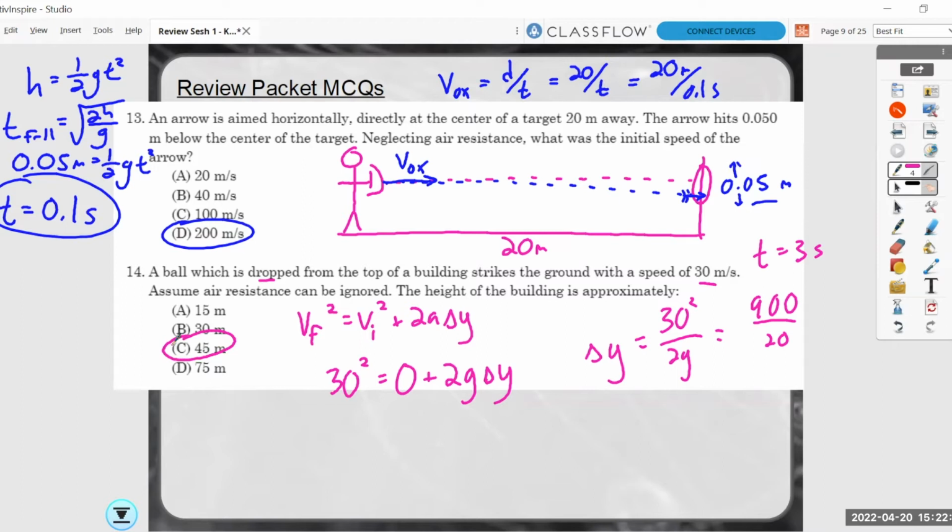You could also do this by the energy route, where, if it's dropped from rest, the final velocity should be √(2gh), and go from there. If you prefer energy to kinematics, some of these questions definitely can be done in more than one way.